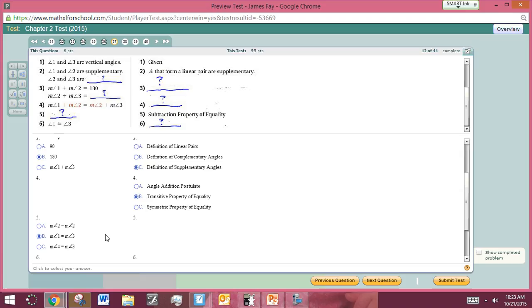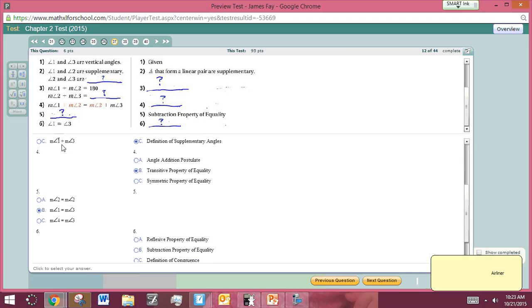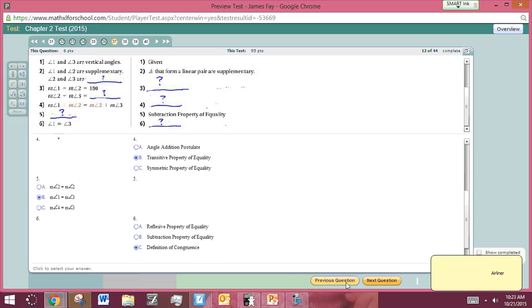Measure angle 1 equals measure angle 3. And then we go from measure angle 1 equal to measure angle 3 in step 5 to angle 1 congruent to angle 3 in step 6. The only thing that changes is the congruency symbol, so our reason there is definition of congruence.